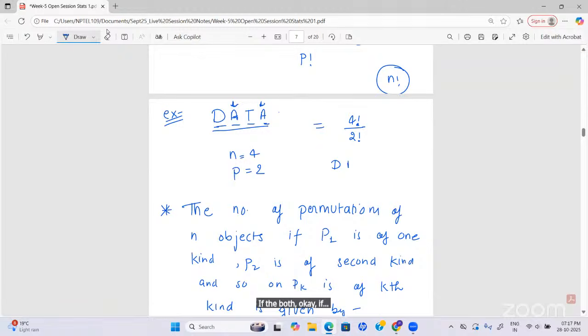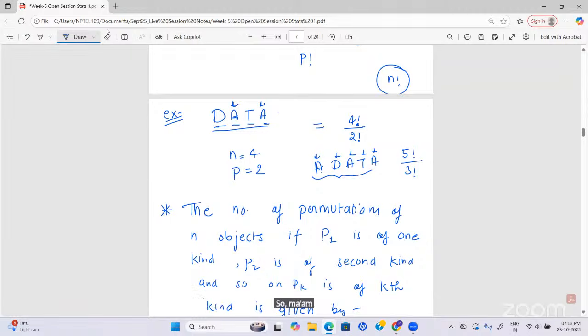Suppose this is some word. For instance, just suppose this is some word and you have to arrange the letters of this word. Now, how many in total do you have? 1, 2, 3, 4, and 5. So we can do that in 5 factorial ways. But actually, these A's, which occur 3 times, are the same. So we have to divide by 3 factorial.